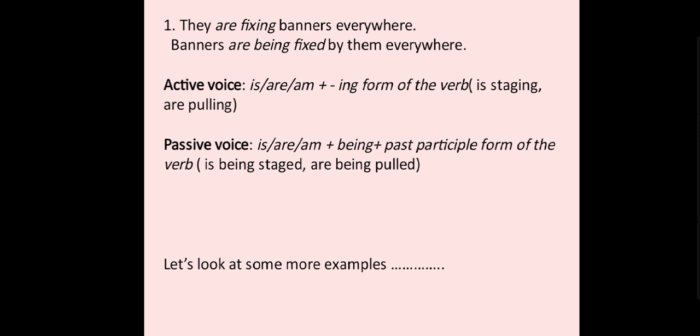We know very well that "by" will come before the subject only, which we write in the passive voice sentence in place of an object. So by them, and an extra word is everywhere, which we have to write as it is. So our answer is like this: Banners are being fixed by them everywhere. Let's look at some more examples.